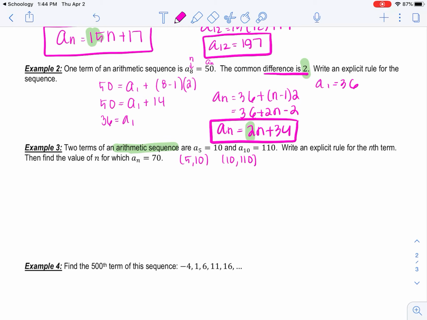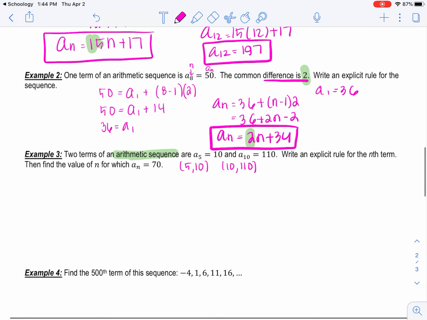So let's go ahead and do it. And there's more than one way to do this. You could also write a system to solve this, but this is the easier way. I'm going to find the slope of this, and then I'm going to write the equation.